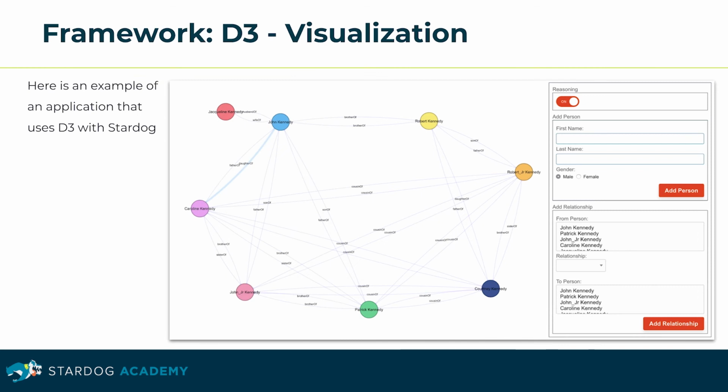Here's an example of an application that uses D3 with Stardog. In the application, you can see the nodes and how they're connected by edges. This was created using SPARQL queries against Stardog and passing that information to the D3 framework. This concludes the section on using frameworks with Stardog.js.